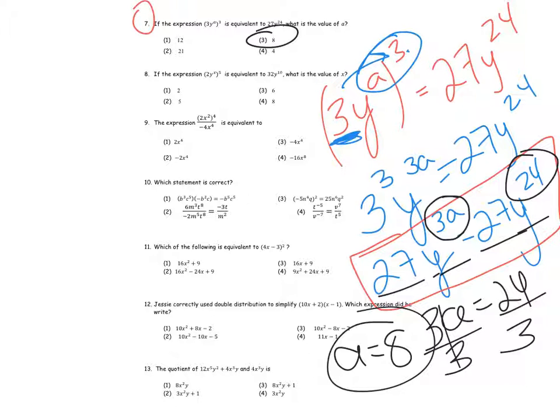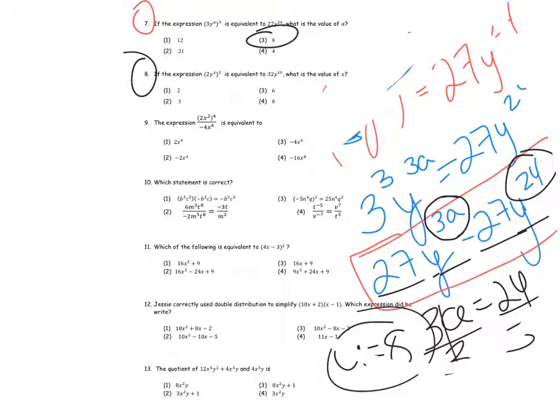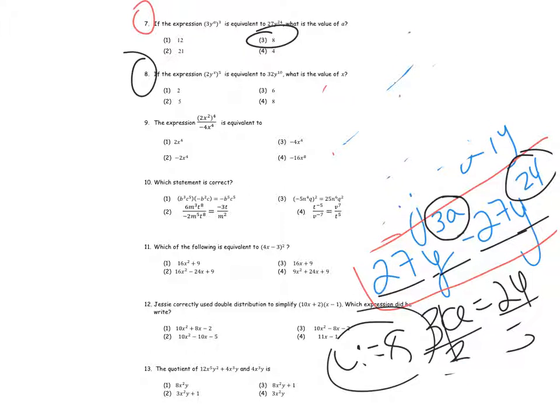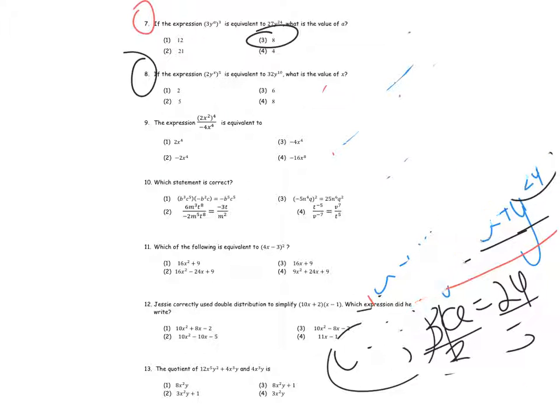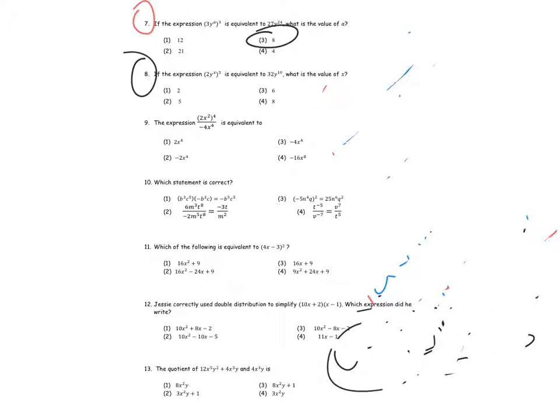All right. Let's take a look at question number 8. Well, currently we have 2y to the x, all being raised to the 5th. All right. And I'm telling you that that is equivalent to 32y to the 10th. And I'm asking you to find the value of what x is.